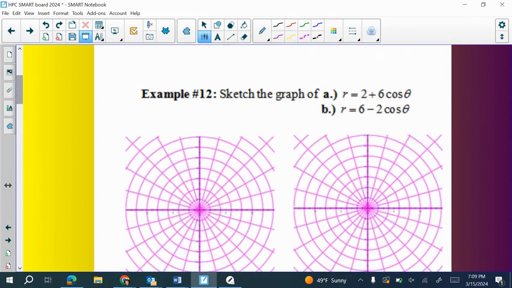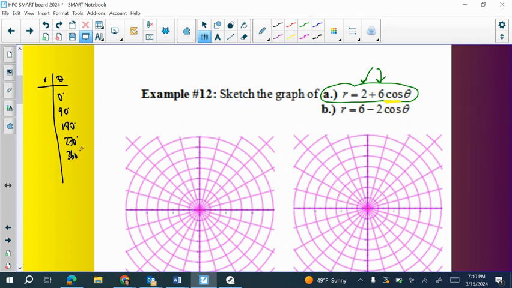So let's do one of these together. Let's do A, 2 plus 6 cosine of theta. I already know that these numbers are different, so it's no longer a cardioid. I also recognize cosine, so it should be on the positive x. So let's do our quadrantal values. Off to the margin here, I'm going to do r's and thetas. If you've noticed, if you're like me, that's backwards. It's so much easier to go theta than r, but it is what it is. So 0, 90, 180, 270, back to 360.